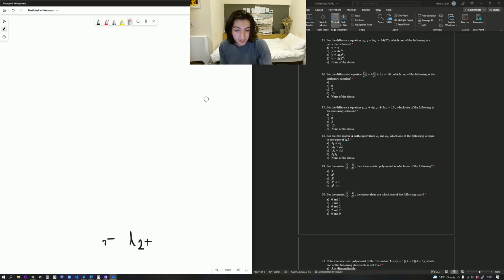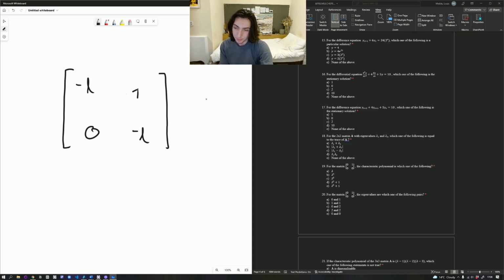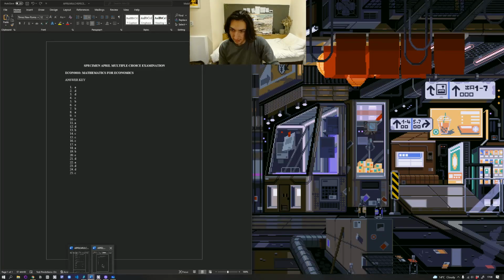Okay, so for 19, you're asked to give a characteristic polynomial. In this case, if we're putting in the eigenvalues, not the eigenvectors, we get a matrix that looks like this. Doing the characteristic polynomial, we multiply these two, and we get lambda squared. Then we subtract the product of these two, which just ends up being 0. So we just end up with this. The answer here is B, and if we check the answers, that is correct.